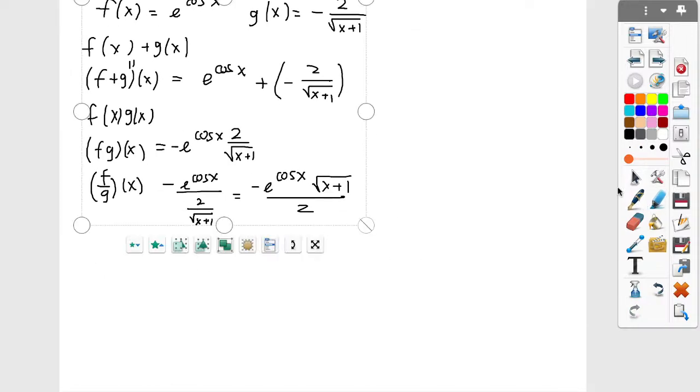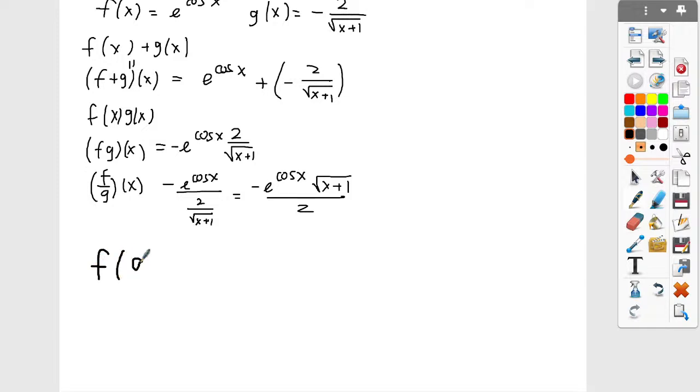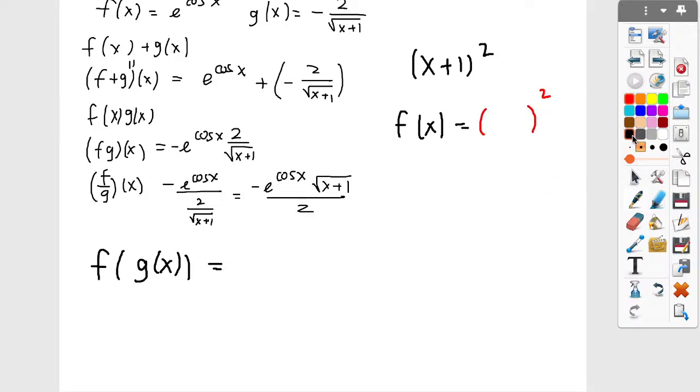Now the tricky stuff. So f of g of x is something called a composition function. It's easier when you have something like x plus 1 squared. You could say that the outside function f of x is the squared, and then the inside function g of x is the x plus 1. So you would superimpose the brackets onto the x plus 1 to then make it squared.